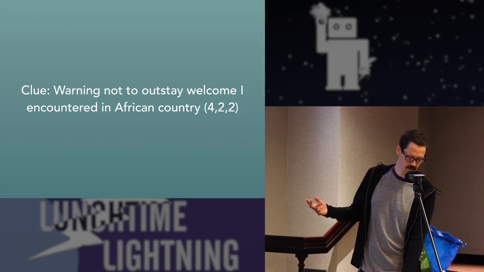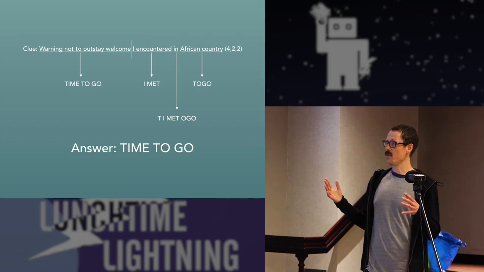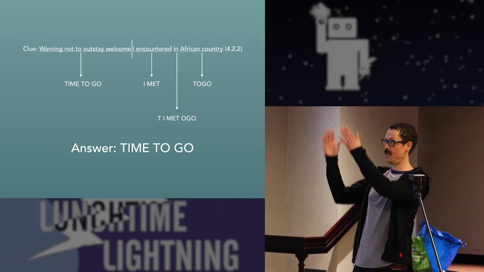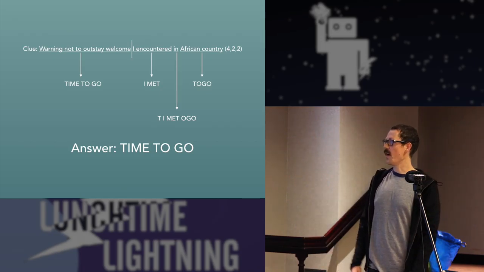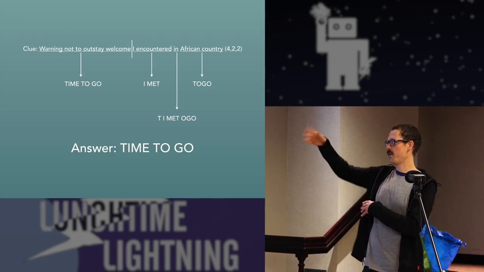So we can work through dividing this up. A classic cryptic crossword clue has two components to it. There's one part that gives you the definition of the answer that you're looking for. In that case, it's "warning not to outstay welcome." That gets us to this answer, "time to go." And the rest of the clue gives us the makeup of it. So we can break that up further.